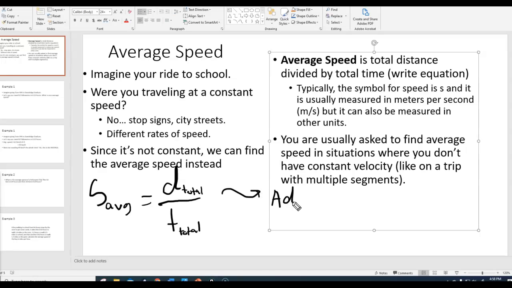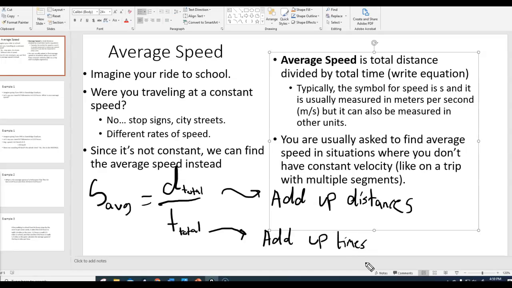Now, when I write D total, what I mean is that's the total distance. And so if you have a situation with multiple distances, you have to add up all the distances. When we do some examples, you'll see what that means. Just like with T total, that means the total time. Usually you would be given 2 or 3 different times, you would have to add up all the times, and then you would divide after you add all of those up.